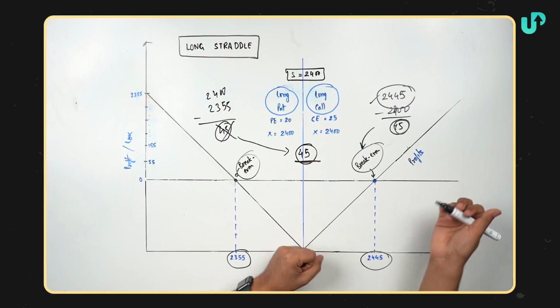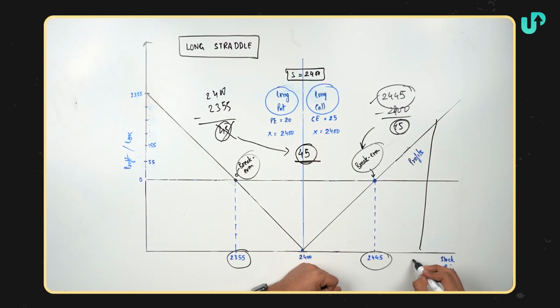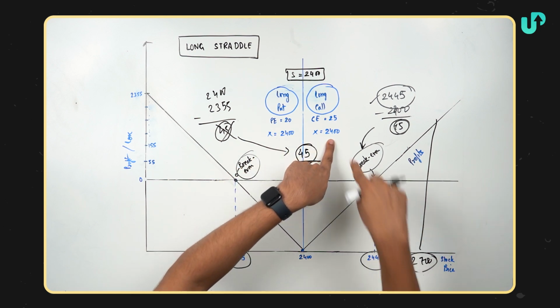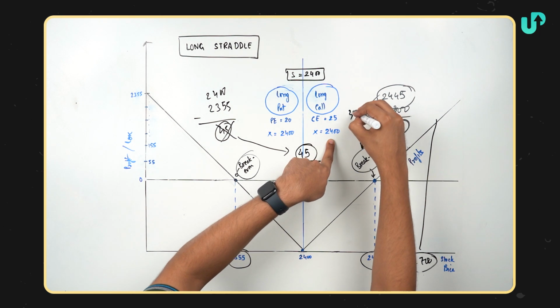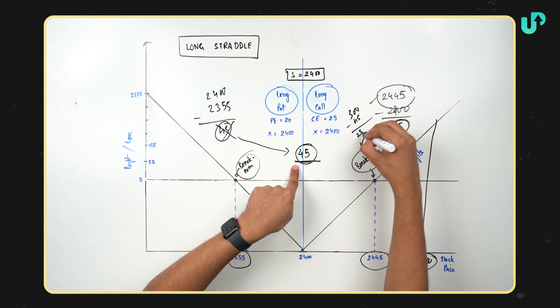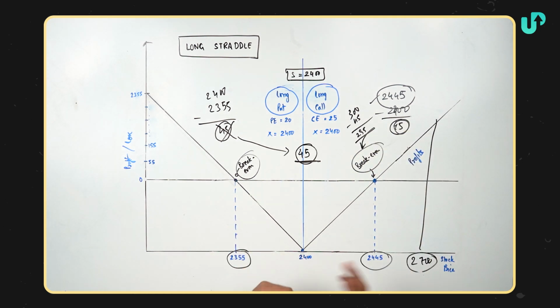So say for example, the price moves to 2700. In this case, how much will you be making? 2700, what is your exercise price? 2400. So 2700 minus 2400, that is 300. You will subtract your premium amount here, that is 45. The answer that you would get is 255 rupees. Alright, so if the price moves beyond your break even point on the positive side, you will make money.